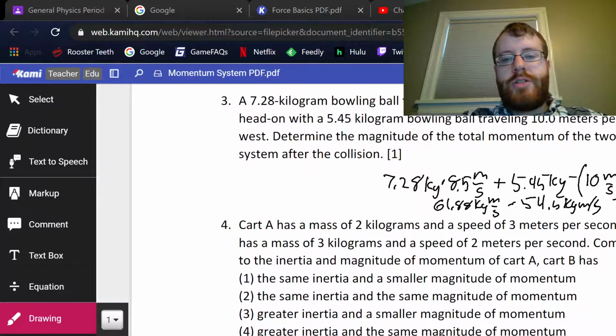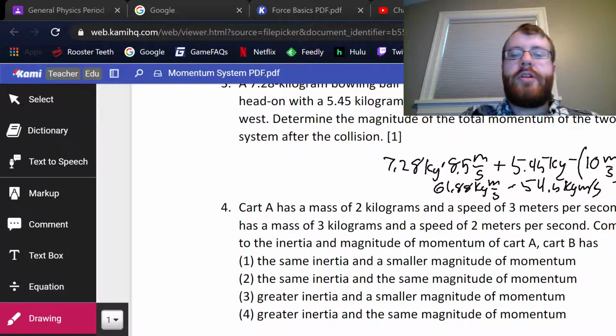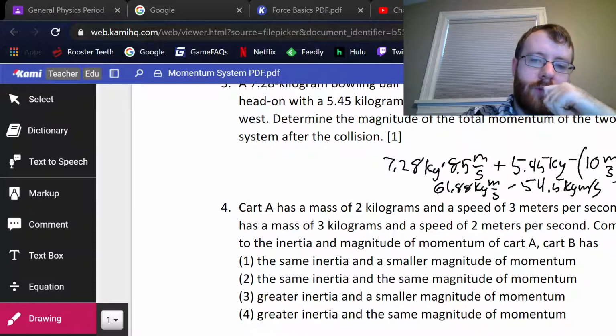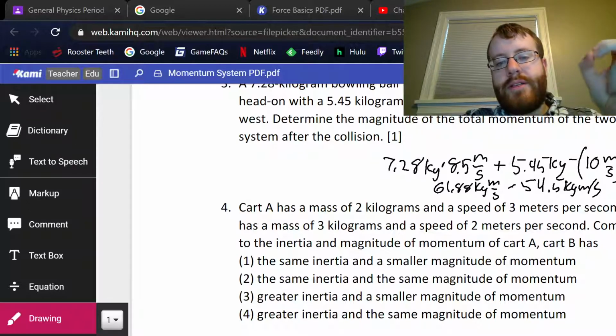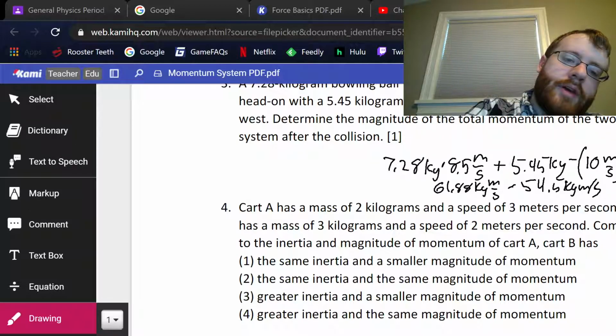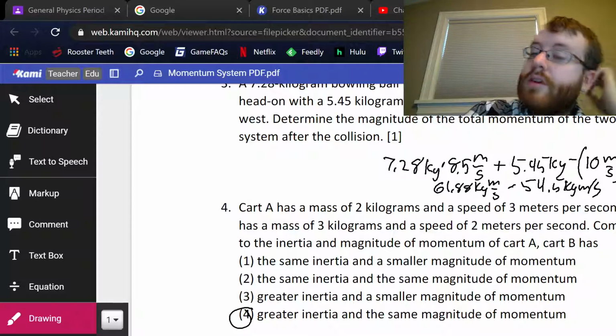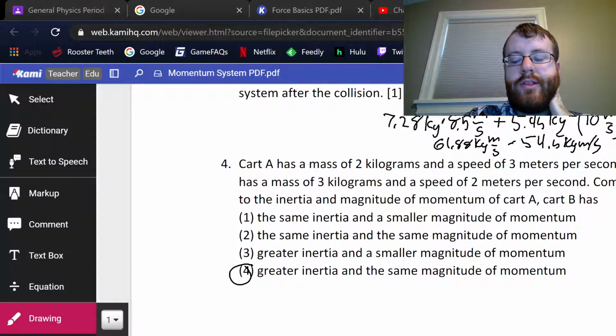All right, question 4. Question 4 is an inertia question. Again, anytime you see inertia, just switch it out for the word mass. So they definitely don't have the same masses of each other. I can see car A has a mass of 2 and car B has a mass of 3. So they definitely don't have the same inertia. Car B definitely has the greater inertia. Their momentums, however, are the same because mass times velocity, it's 2 times 3, 3 times 2. They're both 6.